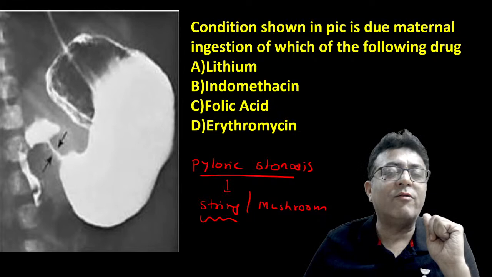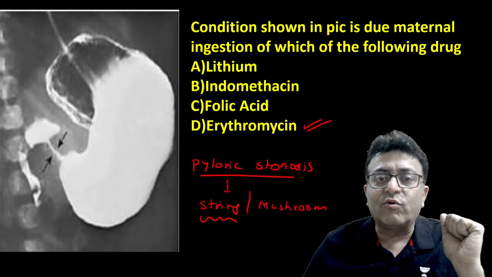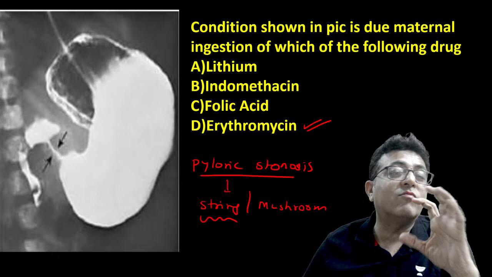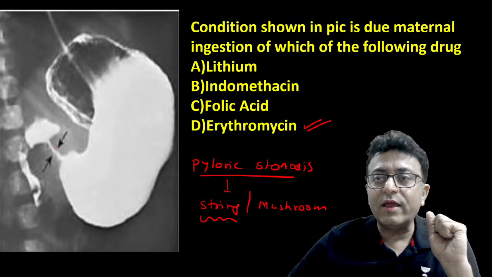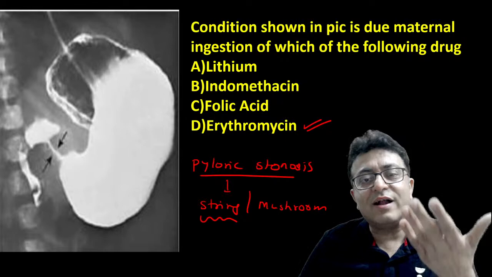It is erythromycin. The beauty of image-based question, examiner can ask so many things. Examiner can ask only this question, what drug taken by mother leads to pyloric stenosis? But examiner wants to extract a lot from you. So they give a picture, to see whether you can identify. The first part is you need to identify what the image shows. Then the question starts. If you're not able to identify, then you can't answer. So that's the beauty of image-based question.